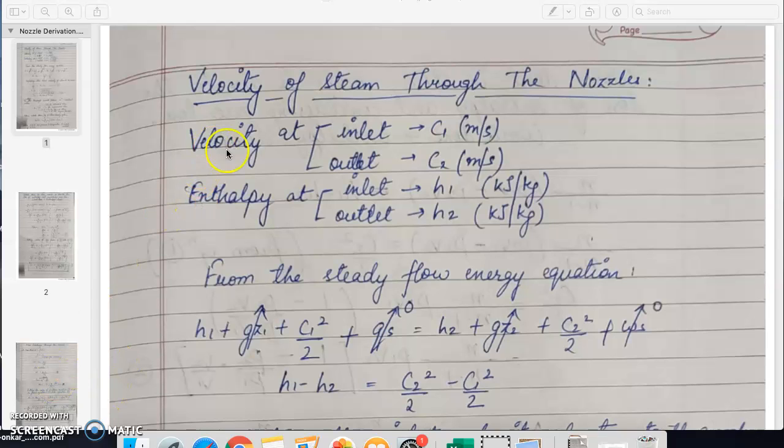the velocity at inlet. Let us take it as C1 in meter per second, at outlet as C2, then enthalpy at inlet as H1 and enthalpy at outlet as H2.